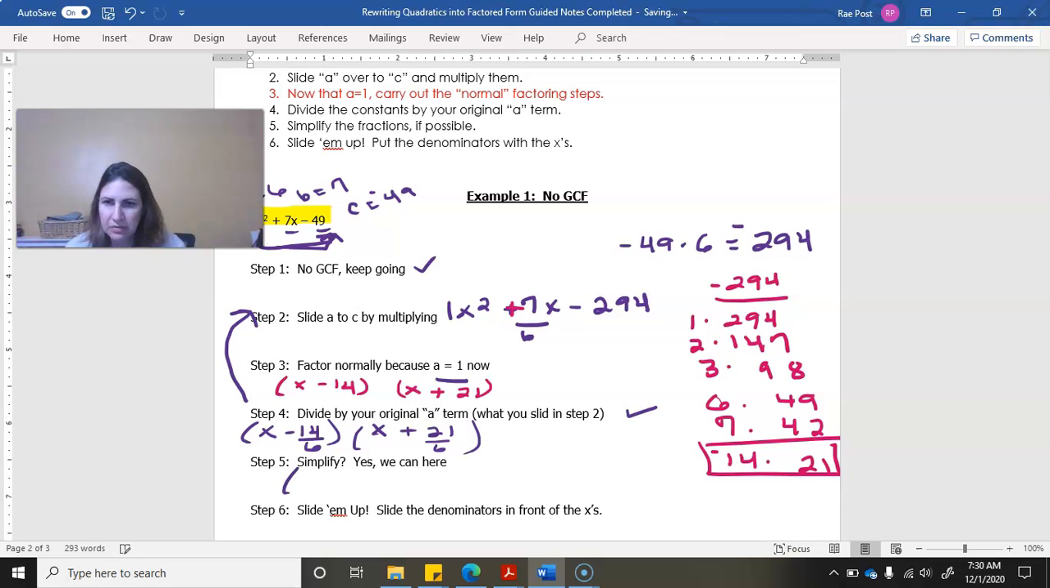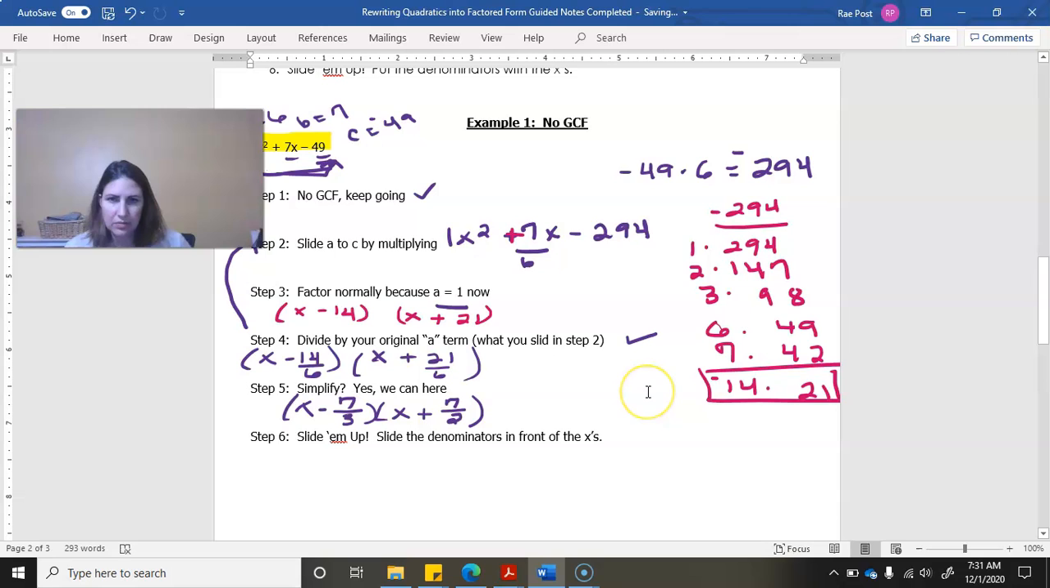Step 5: simplify. Can you simplify? You can. x minus 14 over 6, what can go into 14 and 6? 2, so it'll be 7 over 3. And then we've got x plus 21 over 6 here. What can go into 21 and 6? It looks like we can simplify this one into 7 and 2, because 3 can go into 21 7 times, and 3 can go into 6 2 times. Okay, and now it says slide them up. So that step is done. If you don't do this here, then later you're going to have to look for a GCF and simplify it. So it's just easier to do step 5 there.